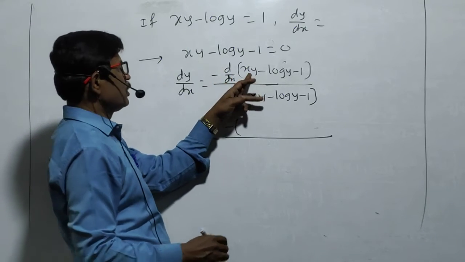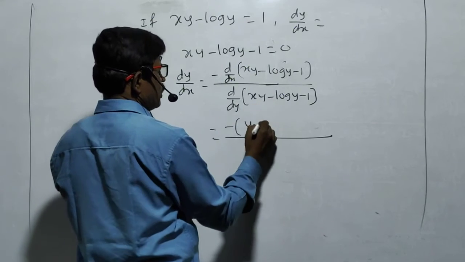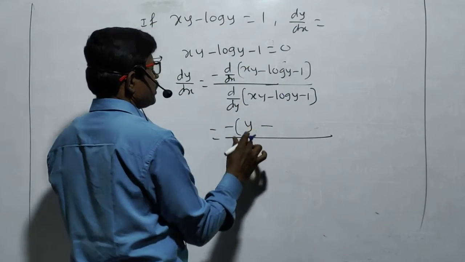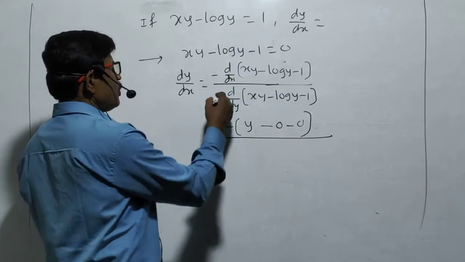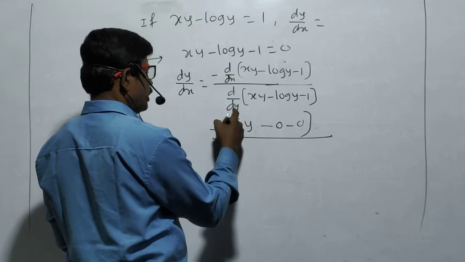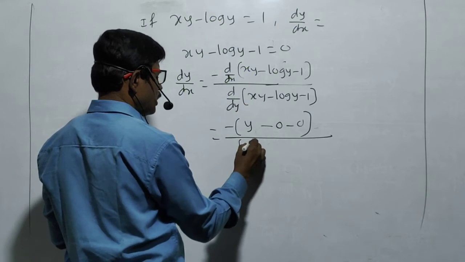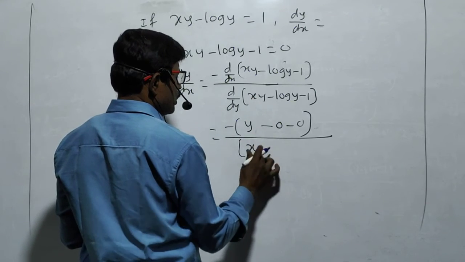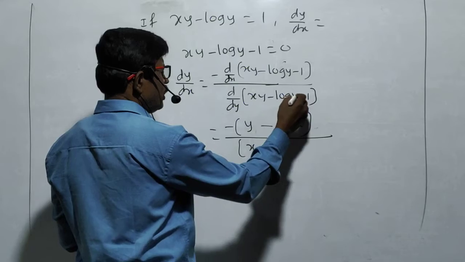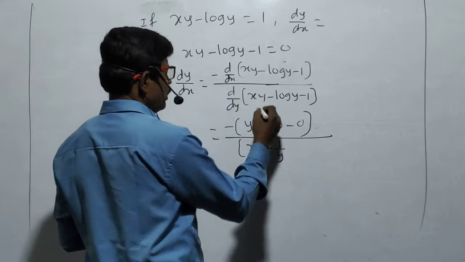Take y constant, y is a constant coefficient: d/dx of x is 1, minus d/dx of log y is 0, minus 1 is 0, upon d/dy of xy. Take x constant, x is a constant coefficient: d/dy of y is 1, minus d/dy of log y is 1 upon y.